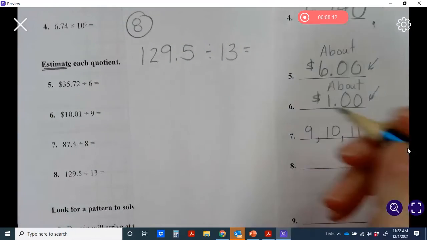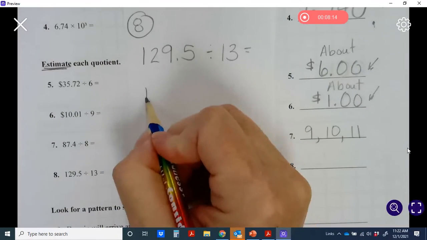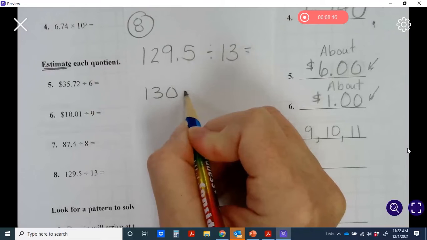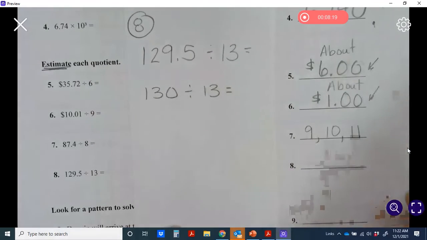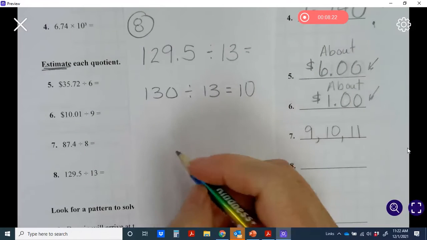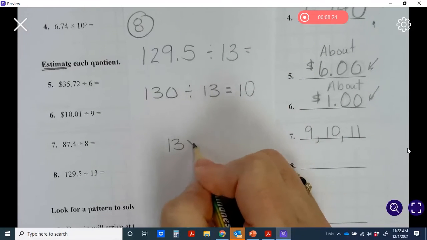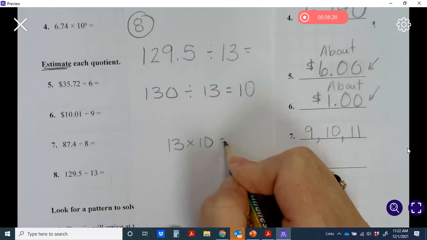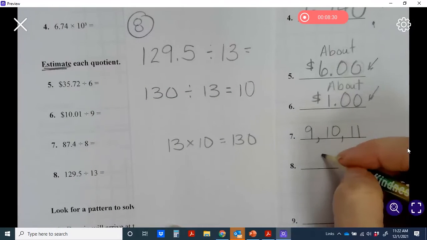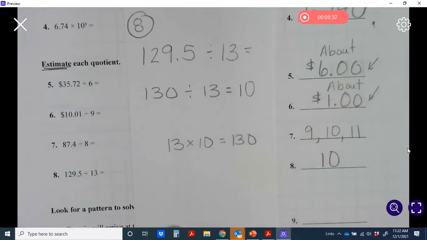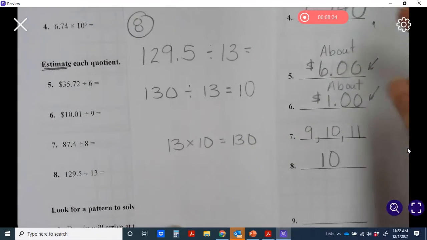All right, so here I would do 130 divided by 13, and that would be 10, because 13 times 10 equals 130, okay? So my answer would be 10. That one's easy. I'm glad they gave us an easier one at the end.